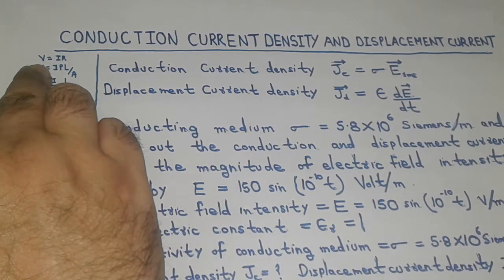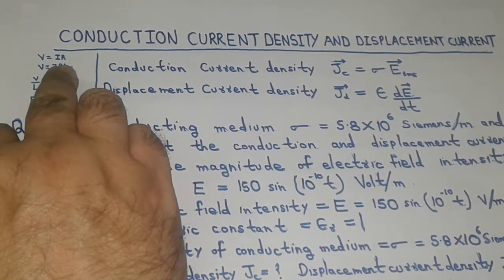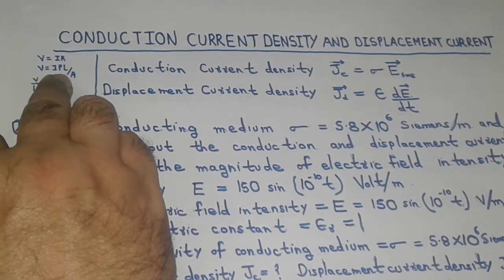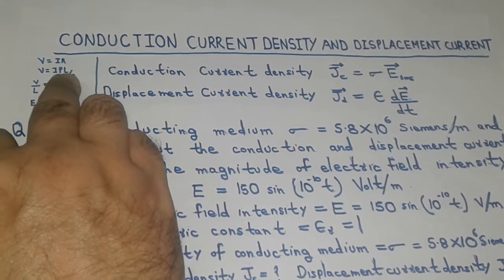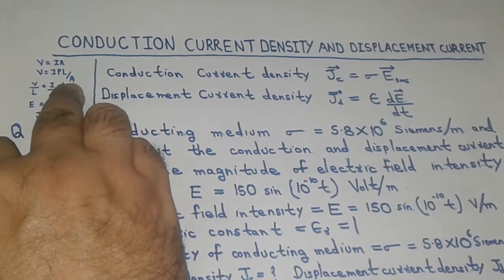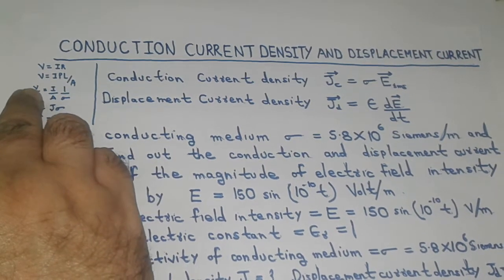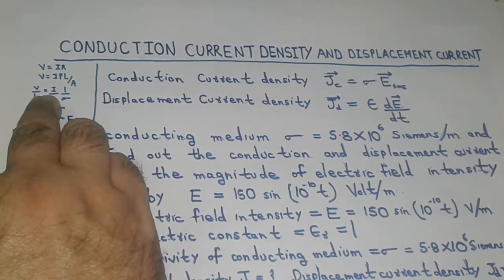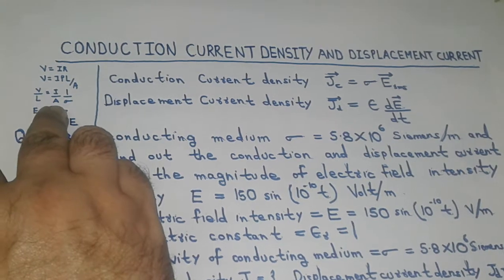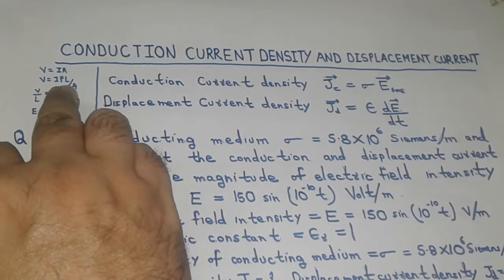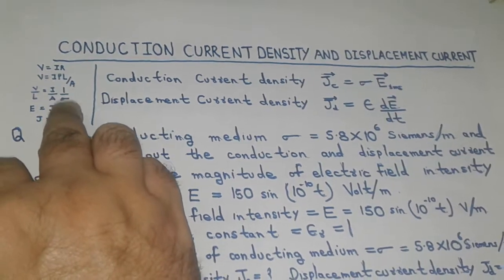From Ohm's law we know V is equal to IR. So we can write V is equal to I, and for R we can write resistivity rho times the length of the conductor L upon the area of cross section A. So with L below V, we get V upon L is equal to I upon A, times the resistivity, which is the reciprocal of conductivity, so we can write it as 1 upon sigma.